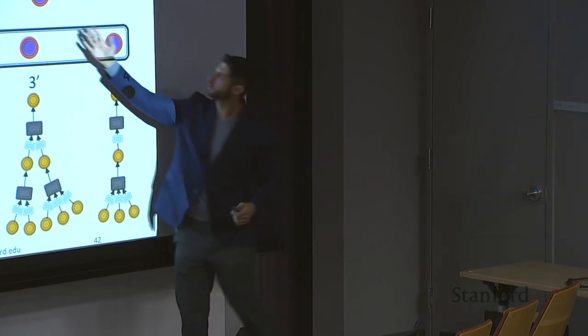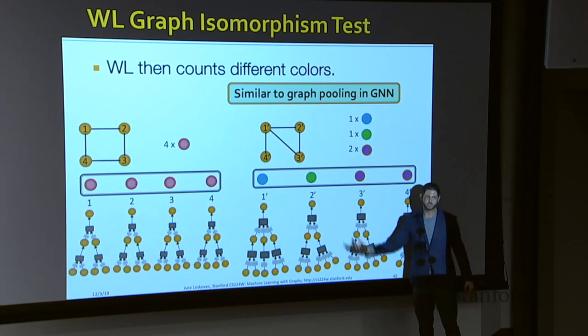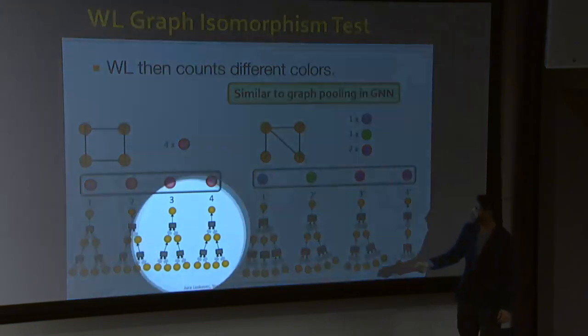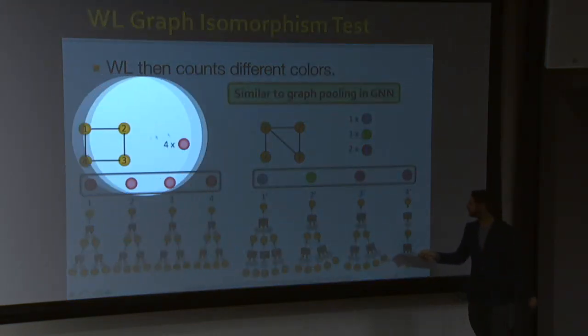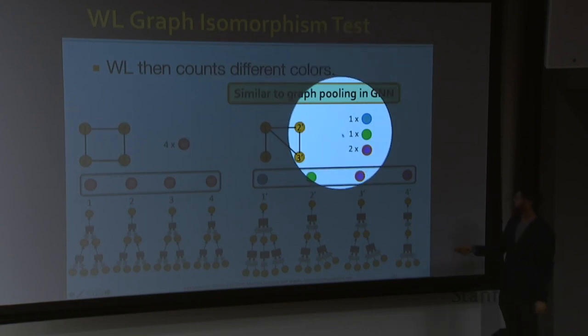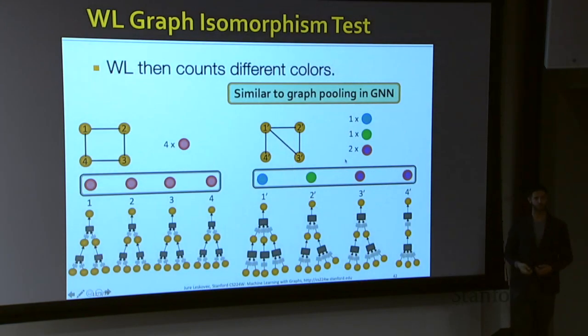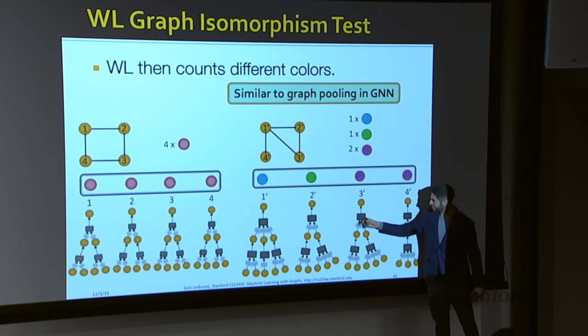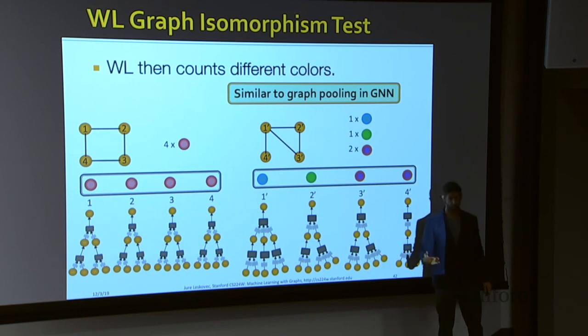Okay, so back to this. Basically, what I was saying is the way in which the WL test works is it performs graph pooling, as we have seen in GNNs in general. So what it does is it's counting how many nodes of a certain color we have. It will say, okay, our graph on the left has 4 reds. Our graph on the right has 1 blue, 1 green, and 2 purples. Therefore, these two graphs are different. So as you've seen, GNN is approximating the way in which the WL test works, apart from replacing these boxes with neural networks, with MLPs.